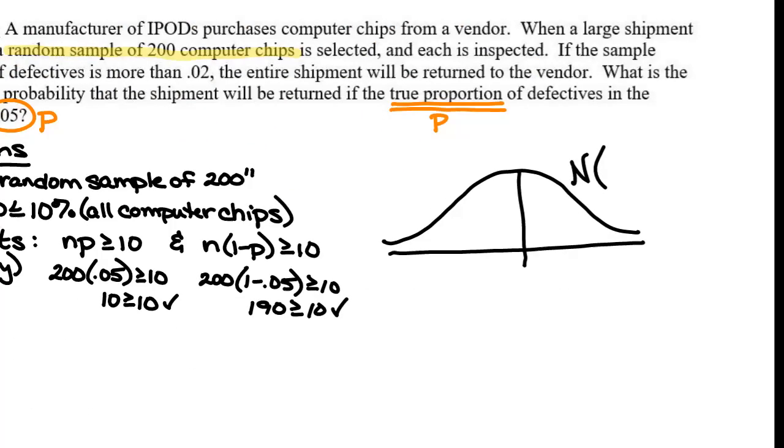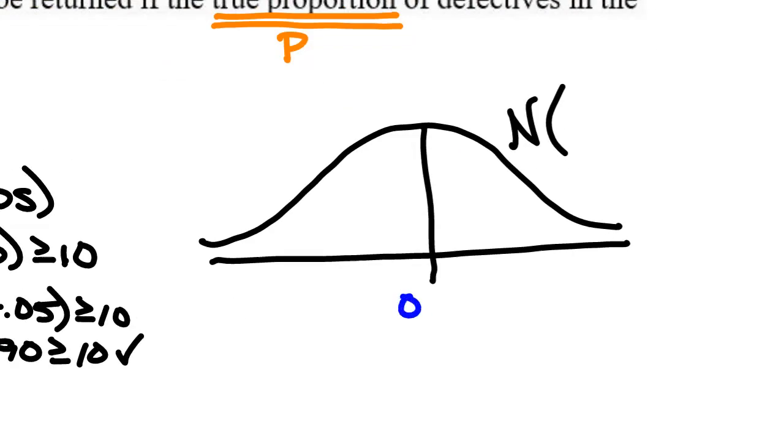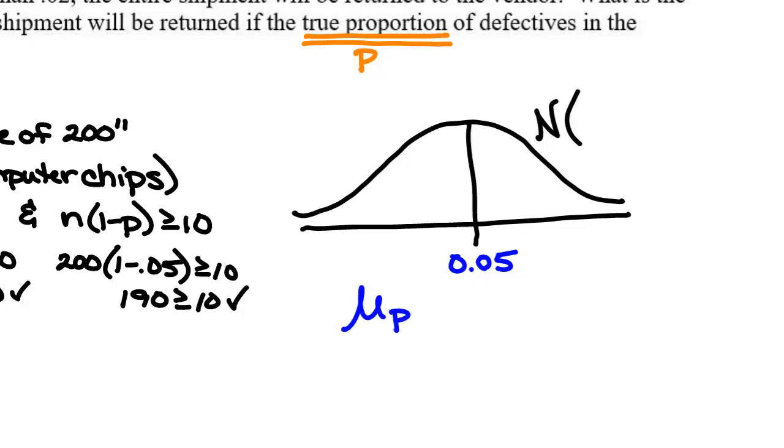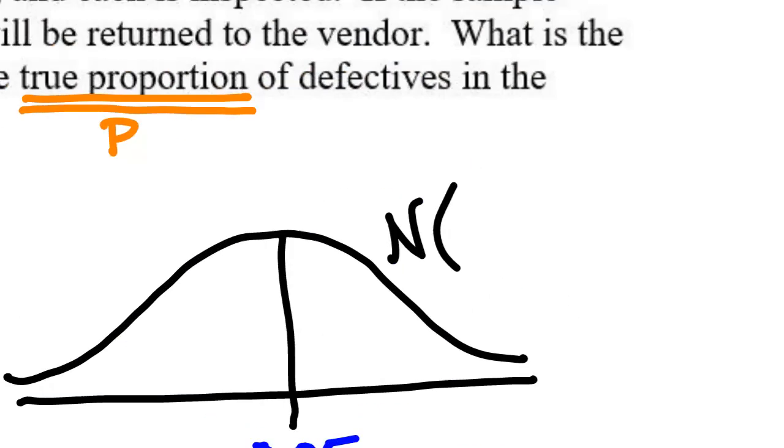What is our sample mean? What is p? 0.05. The mean of p hat is equal to p, which is equal to 0.05. So that's the first thing next to my n. What else do I need? I need the standard deviation.